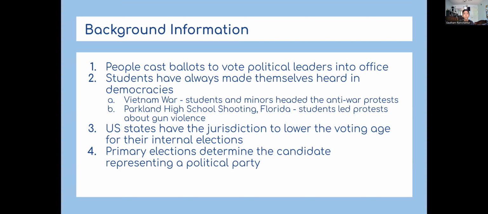And more recently, in Florida, following the tragic Parkland High School shooting, many students in that area led protests about gun violence, prompting action toward addressing gun violence. Another thing to remember is that the United States states do have the jurisdiction to lower the voting age for their own internal elections, not the federal election, but their own internal elections. And along with this, primary elections are used to determine the candidate representing a political party in an election.